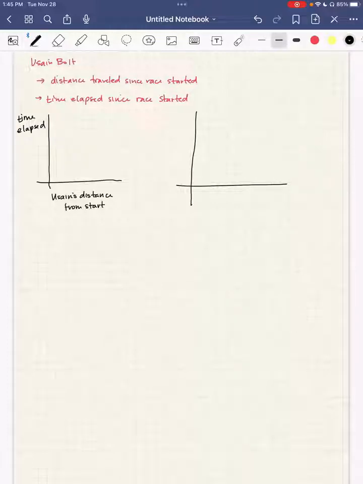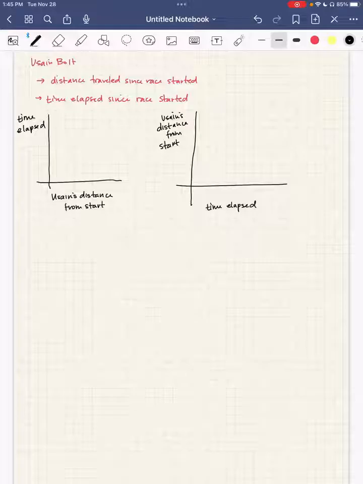The other option is we could just flip it around. So Usain's distance from start and the time elapsed. In this situation, I just asked us to graph the relationship between them. So in terms of saying which one's right and which one's wrong, the answer is neither, because either way we label our axes, that's going to show the relationship between the two quantities. Now, we might ask ourselves, is one going to be what we desire more than the other one? Will the graph change based on the way we draw the graph? Those are some things that we should consider.